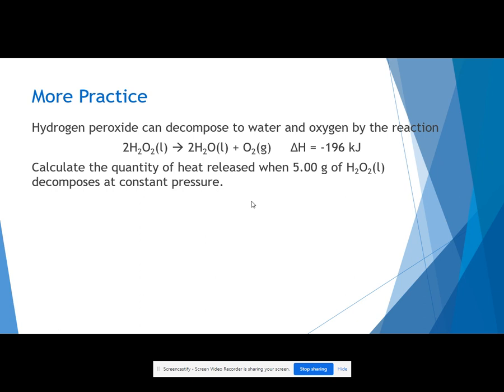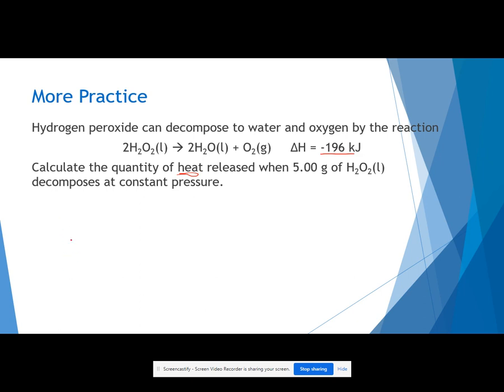It says hydrogen peroxide can decompose to water and oxygen by the reaction. H2O2, which is hydrogen peroxide, yields water and oxygen. And our delta H is negative 196 kilojoules. It wants me to calculate heat, in kilojoules, released by 5 grams of H2O2 decomposing. So the first thing to check is, does the equation show H2O2 decomposing? Yes, it shows it breaking down. So this number is fine. It can stay the same.